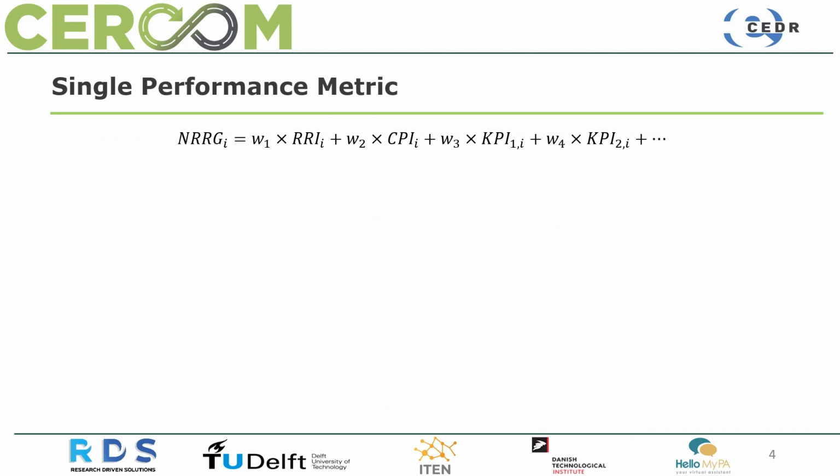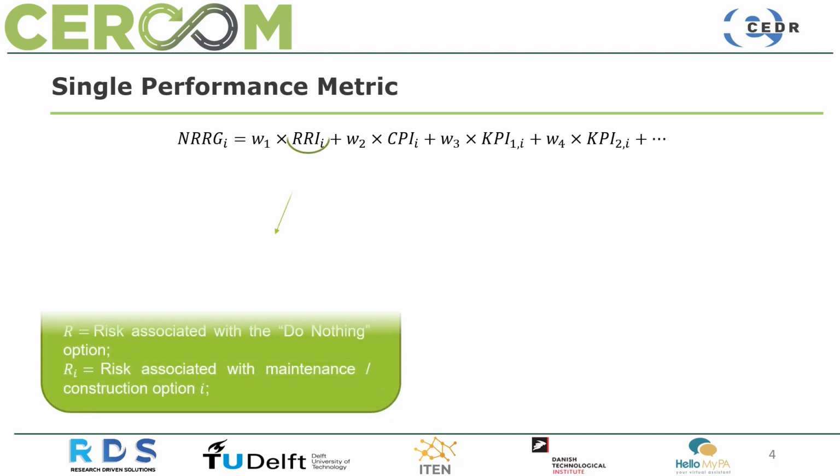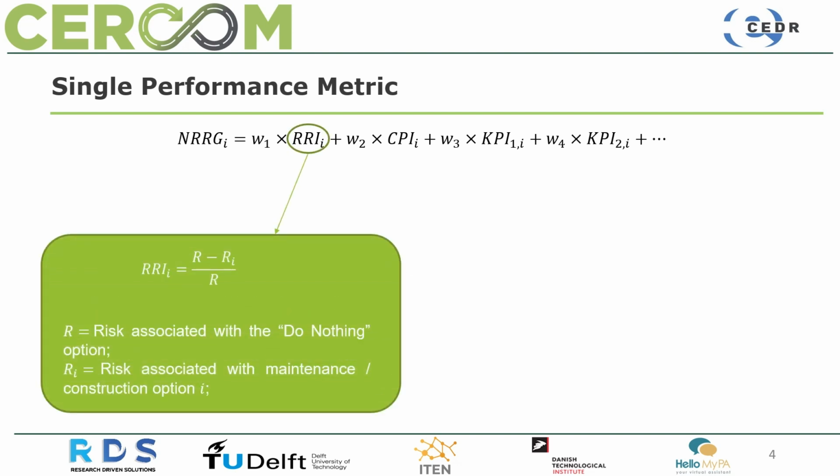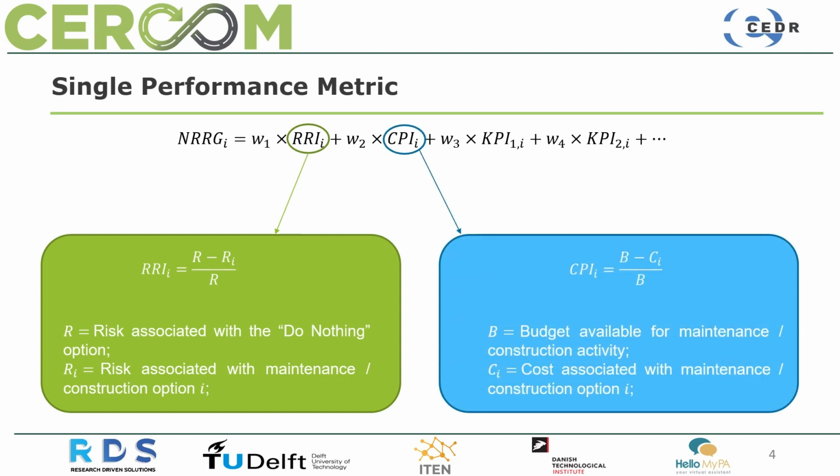Within the developed software tool, these factors are combined into a single metric called the Net Risk Reduction Gain, or NRRG, a weighted sum giving the user a clear indication of the optimal solution from a range of potential options. The Risk Reduction Index, or RRI, is used to quantify the technical performance risk associated with each option, using the do-nothing scenario as a baseline reference to provide a value between 0 and 1.